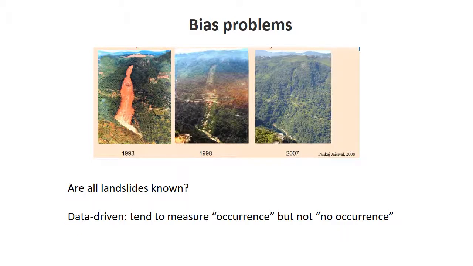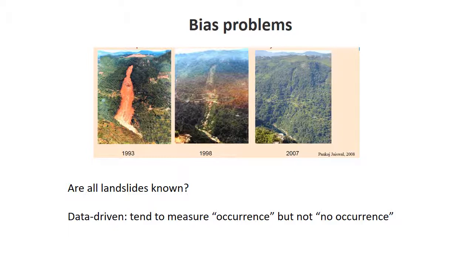When you talk about these kinds of problems, there are a lot of bias problems. In landslides, for example, land cover is a big problem. A landslide may have occurred, but then a number of years later, such as in the picture, it is no longer visible. So even though it has occurred, you don't measure it.